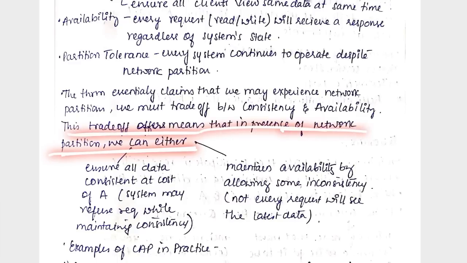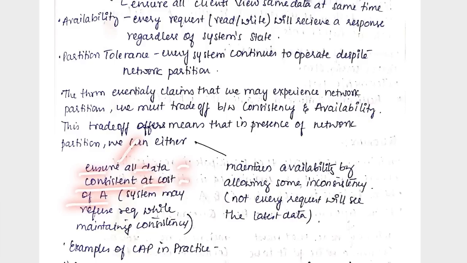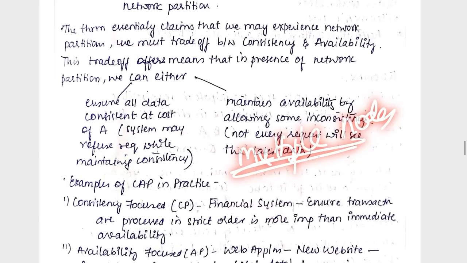This trade-off means that in the presence of a network partition, we have two options. First one is to ensure that all data is consistent at the cost of availability, that is, the system may refuse requests while maintaining consistency. Or we can maintain availability by allowing some inconsistency. That's what I told, booking on multiple nodes. So I took an example to explain both these conditions. It is the same thing.